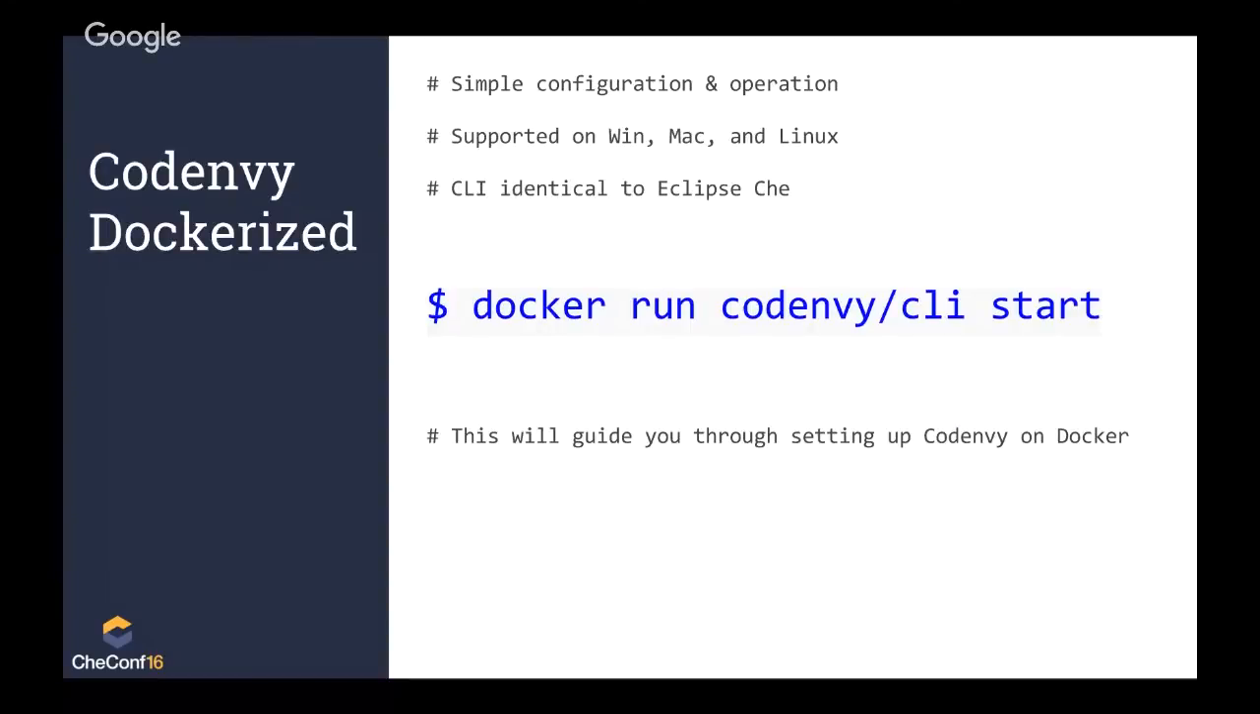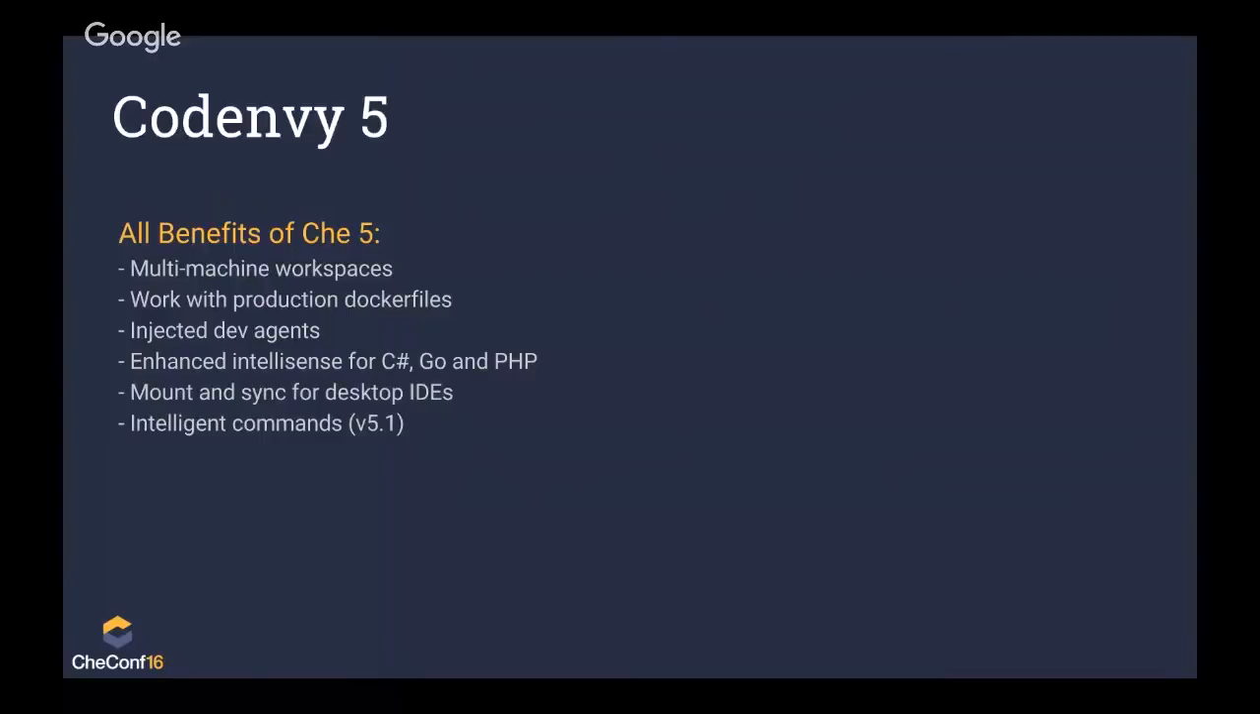So now all you really need to do is type docker run codenvy/CLI start, and this will get Codenvy set up for you on your own system. The CLI is going to be identical between Codenvy and Che. And of course, because it's Docker, it's going to work on Windows, Mac, and Linux. So super flexible, super easy. We're so excited about this. I think it's going to make it a lot easier for people to jump in and get started with Codenvy.